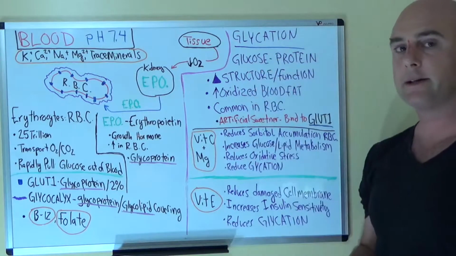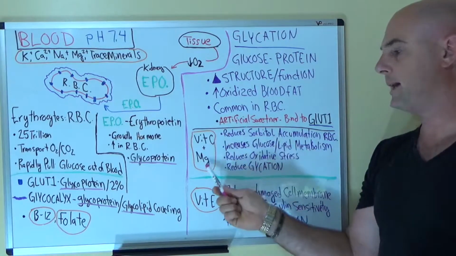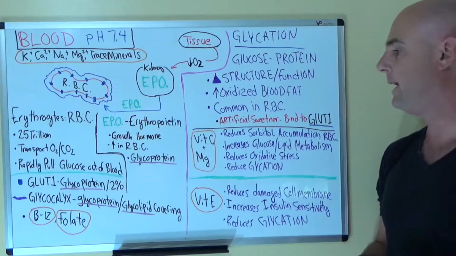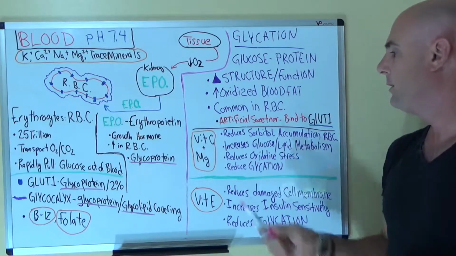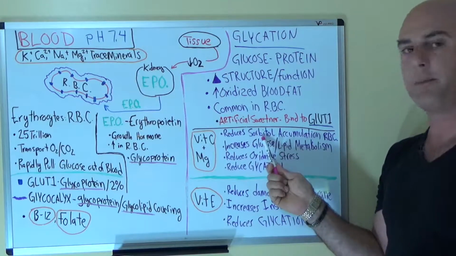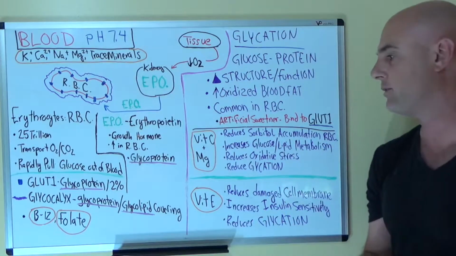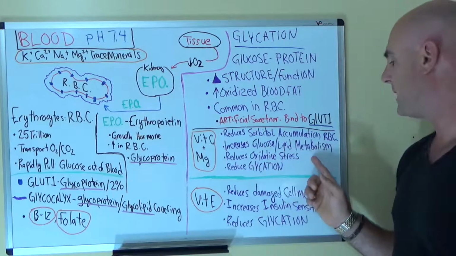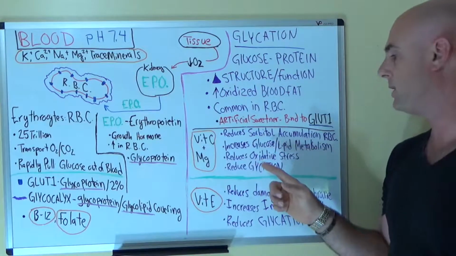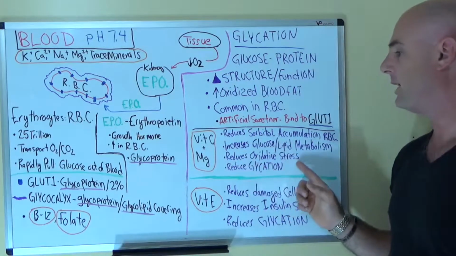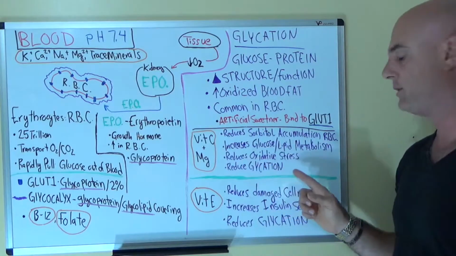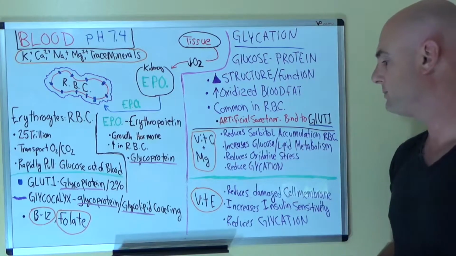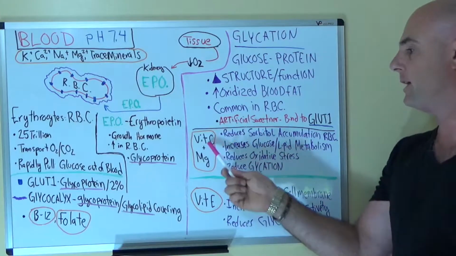So how do we correct glycation? Vitamin C and magnesium have been shown to improve or lower glycation in blood and throughout the body. Vitamin C also reduces sorbitol accumulation in red blood cells. Vitamin C and magnesium also increase both glucose and lipid metabolism, so this will help lower your glucose levels. And it also reduces oxidative stress. So vitamin C and magnesium also reduce oxidative stress, which is an issue with diabetes. So you want to make sure you're getting enough vitamin C and magnesium.